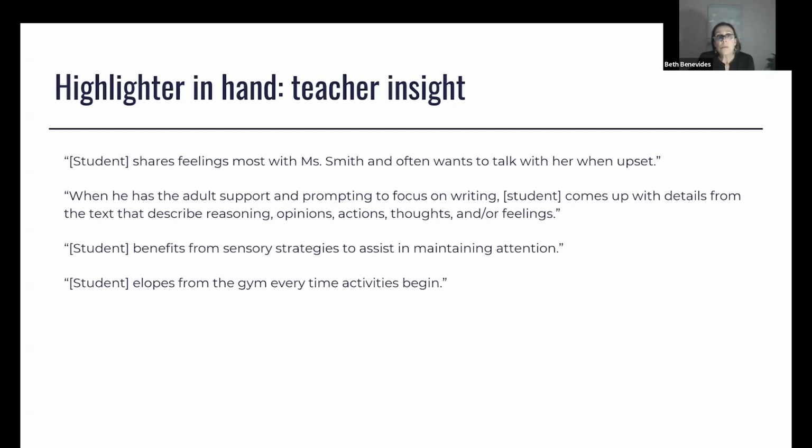When he has the adult support and prompting to focus on writing, the student comes up with great ideas in the text that describe reasoning, opinions, actions, thoughts, and or feelings. It might say creative. I can't read it on my screen because it's covered. But again, if the child's able to come up with all these details, then maybe we should use a checklist or a more detailed instruction sheet on how many specific details we want them to come up with.